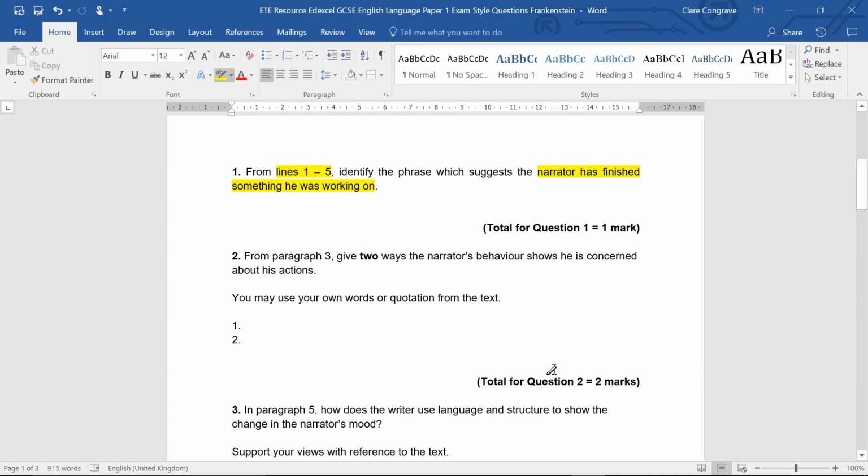time. Okay, so with question 2, like the one above, you will be given a section of the text to look at. Now, on your exam paper, it will say lines something to something, and it will only be a handful of lines. But because this is a practice one, we've actually got a paragraph here for you to have a look at. And what we're looking for is 2 ways the narrator's behaviour shows he is concerned about his actions. So I'm just going to highlight that question focus for you again.